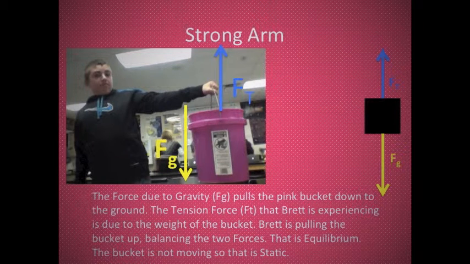The pink bucket that Brett is holding is in a state of static equilibrium. It is in a state of static equilibrium because the forces acting upon it are balanced and the bucket is not moving. The force due to gravity is pulling down on the bucket, while the tension force is pulling up on the bucket.